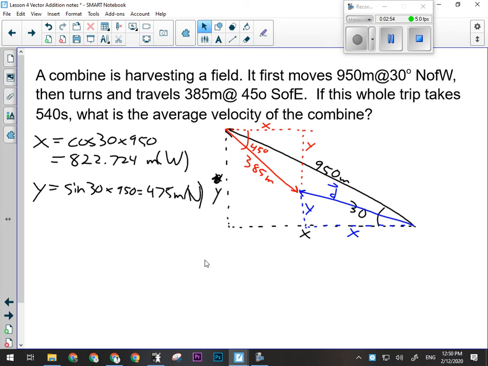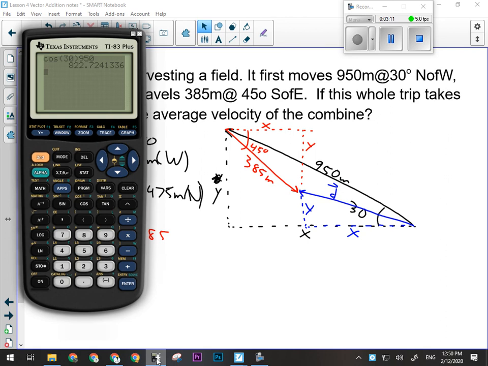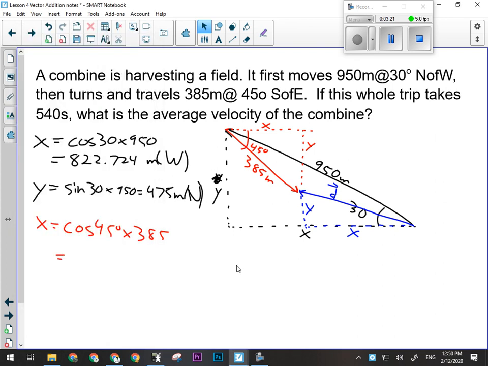Then we have to do the same thing with our red triangle. Red x is adjacent to the angle that I was given, so it's going to be cos of 45 degrees times the hypotenuse, which was 385 meters. So cos of 45 times 385 is 272.236 meters, and that is east.